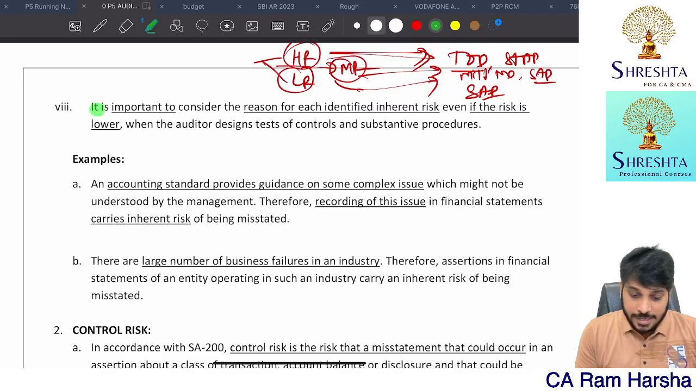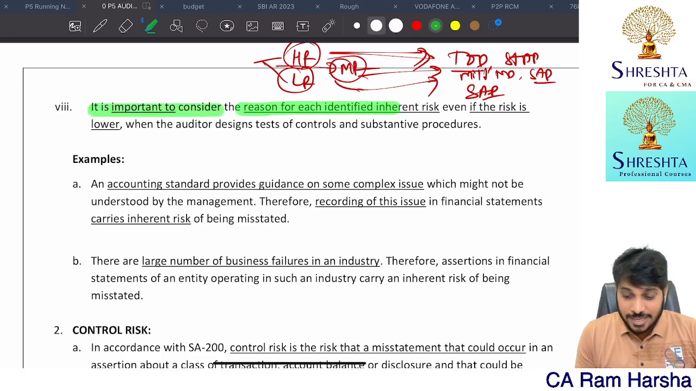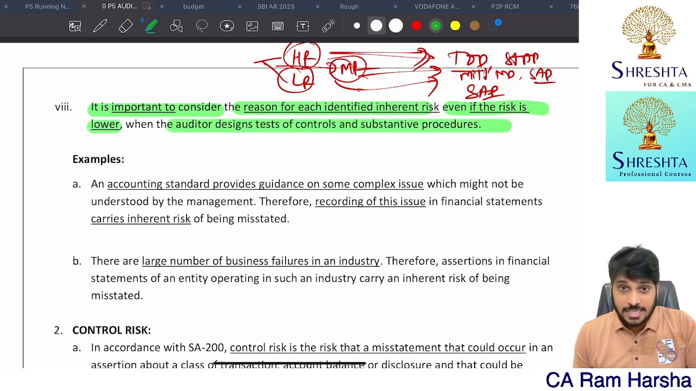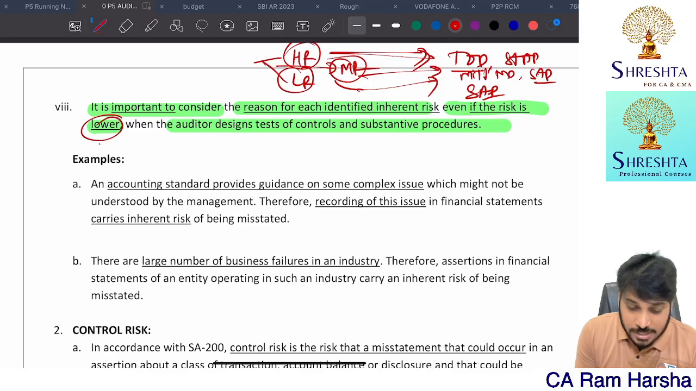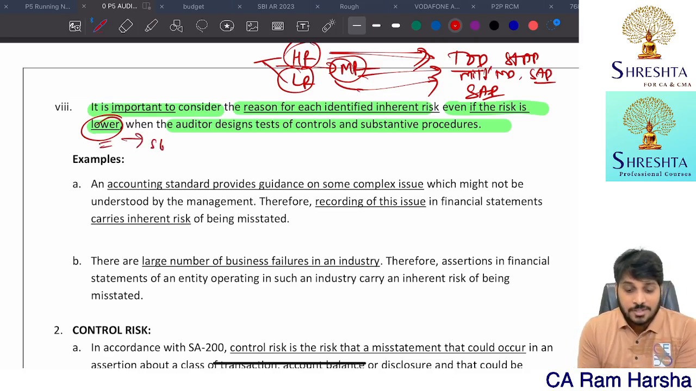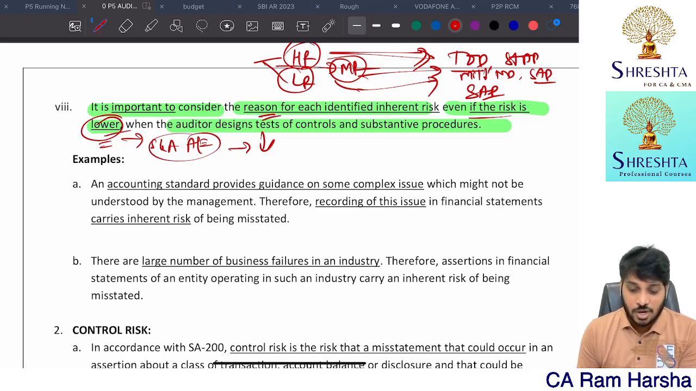And remember, it is important to consider the reason for each risk, even if the risk is lower. When an auditor is designing tests of controls and the risk is lower, you need sufficient appropriate audit evidence that the risk is lower. You need to document how the risk is lower. So the reason is very important, even if the risk is low.